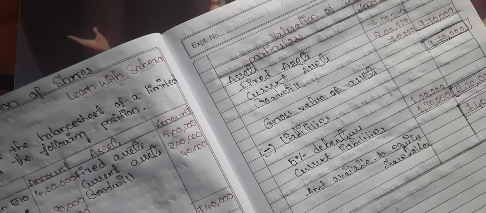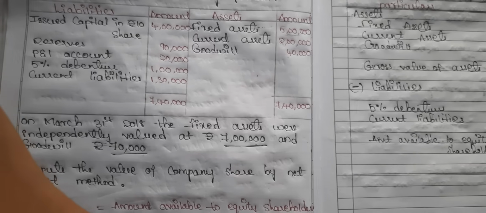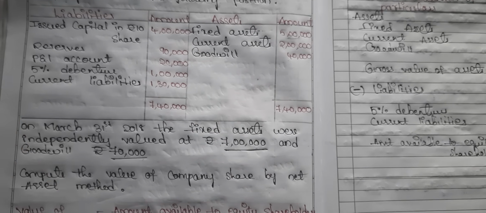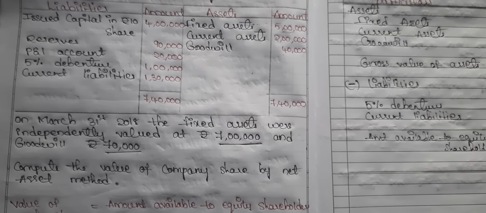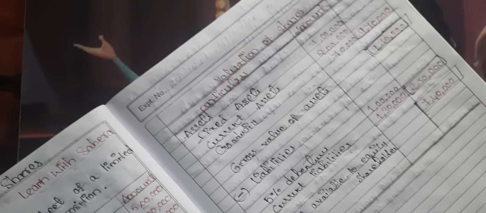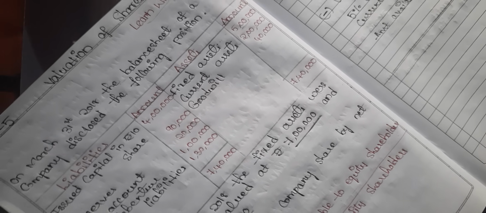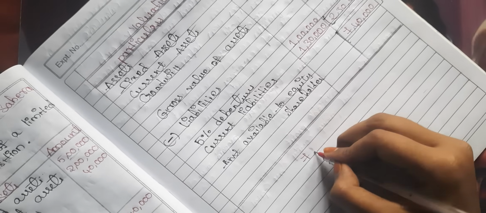After this, what we need to do, ma? We need to substitute the values into the formula. We need to substitute the amount into the formula. So what is the formula, ma? Value of each share is equal to amount available to equity shareholders. How much is the amount available to equity shareholders? It is 7 lakh.